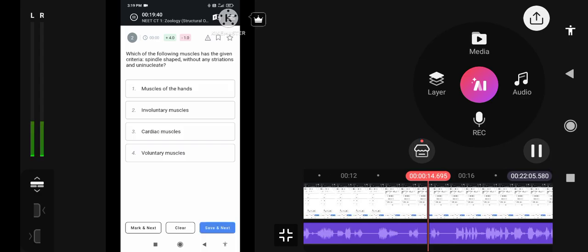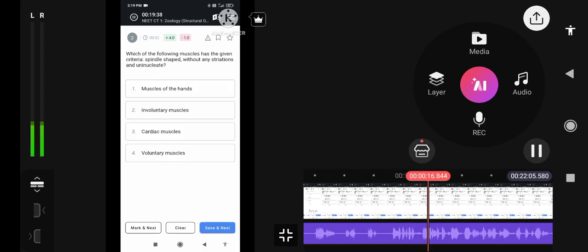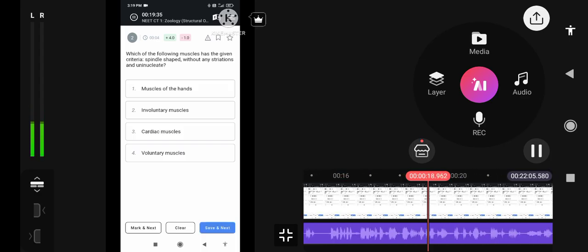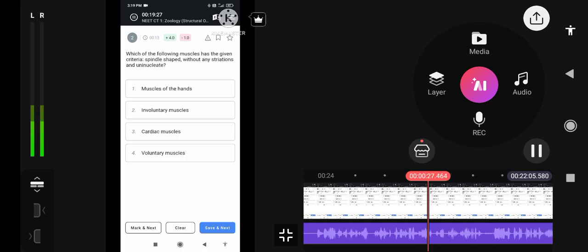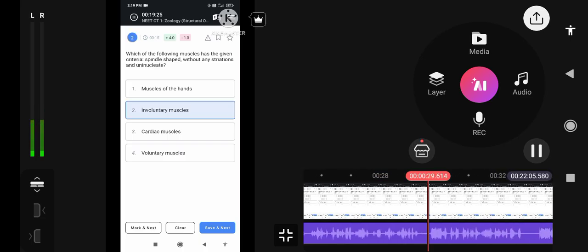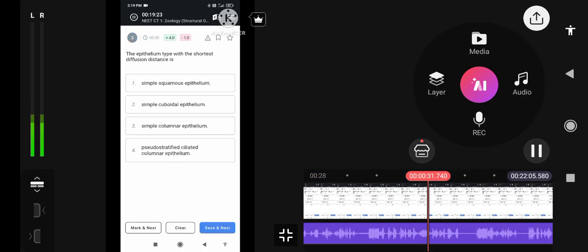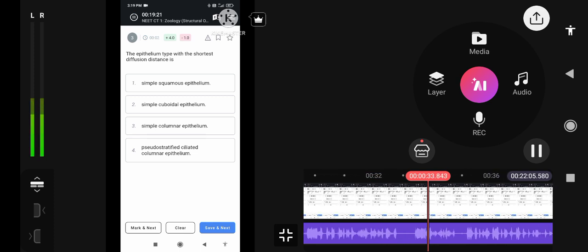Second question: which of the following muscles has the given criteria: spindle shaped, without any striation, and uninucleate? This is like smooth muscles, like involuntary muscles of the hands. No, this is epithelium. Involuntary muscles. Yes, it could be cardiac muscles. No, voluntary muscles. No, it's involuntary.